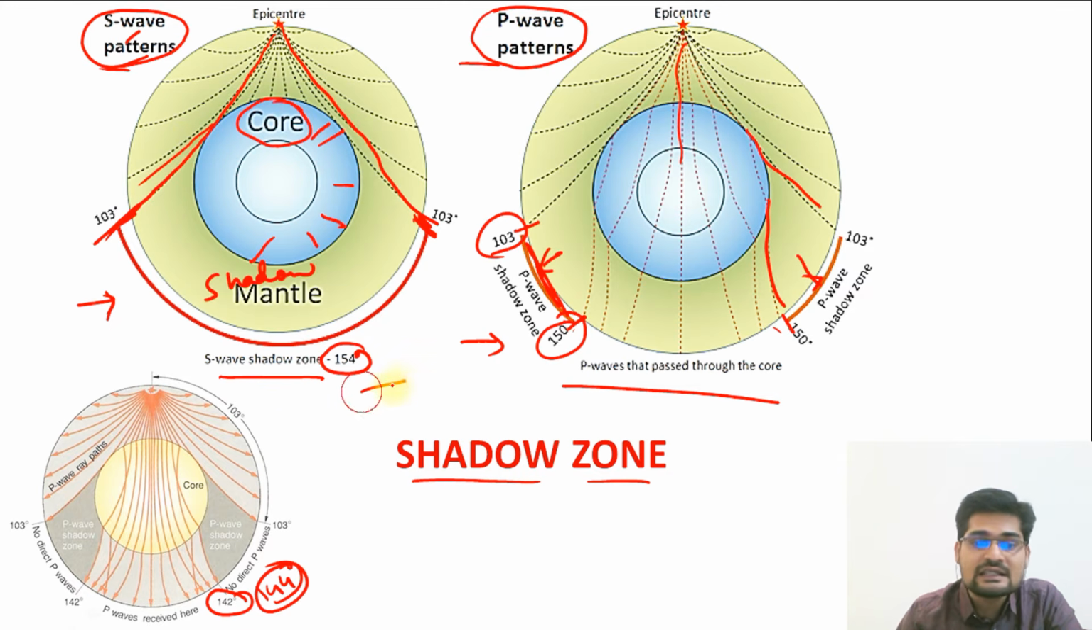So you can find different images and study the same, but remember the concept of this shadow zone in relation to the characteristics of these waves. Then you can understand it more clearly.